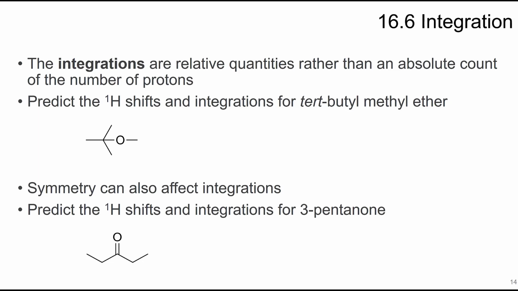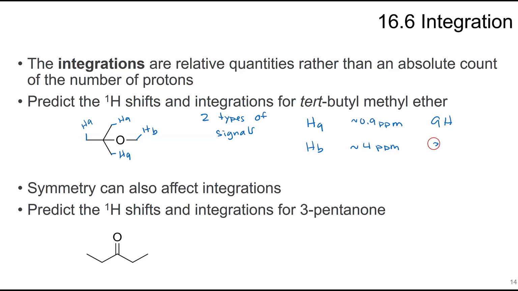If we were predicting the H shifts and integrations for this tert-butyl methyl ether, these are all HA. Those are the same. This is HB. So I have 2 types of signals. Because all these HAs are attached to that same carbon, they're all feeling the same environment. So for HA, the shift is probably around 0.9 ppm, and there are 1, 2, 3, 4, 5, 6, 7, 8, 9 of those. So that integrates to 9H. This HB proton is next to a carbon on an oxygen, so it's going to feel some electron density. This one's probably around 4 ppm, and there's only 3 there, so that will be 3H.